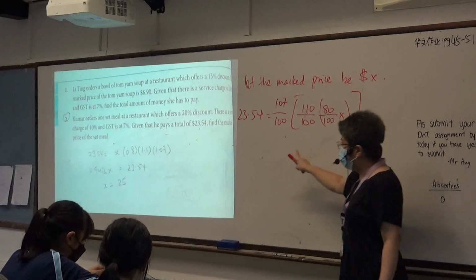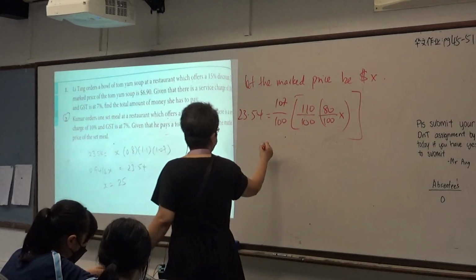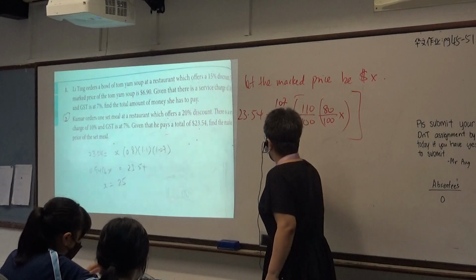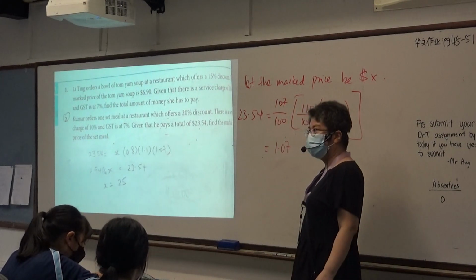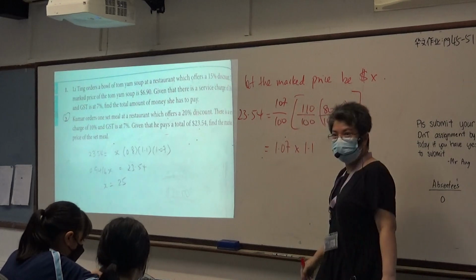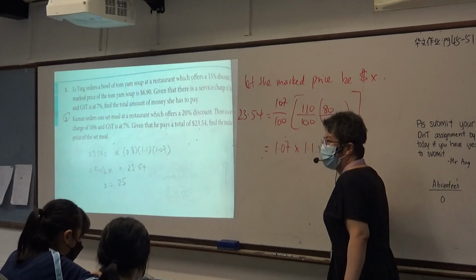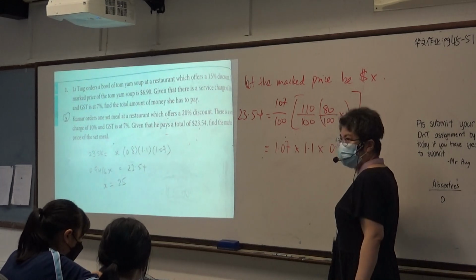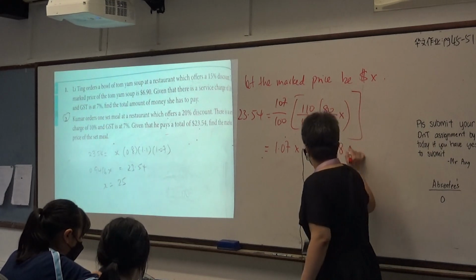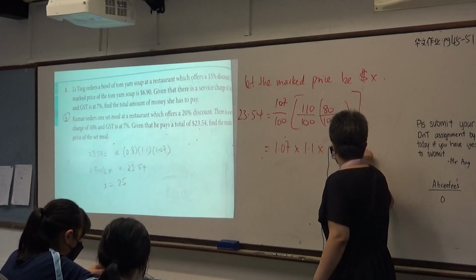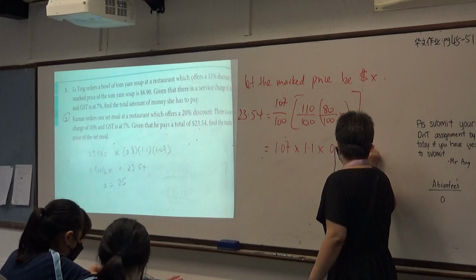Correct. Okay, now how come I write like that instead of like that? Now I want everyone to look at this one, for your information. Do you agree that this one becomes 1.07? This one becomes what? 1.1, right? This one becomes what? What's 80%? 0.8, right? Correct. Then I times X. I write this like that, X. Okay?